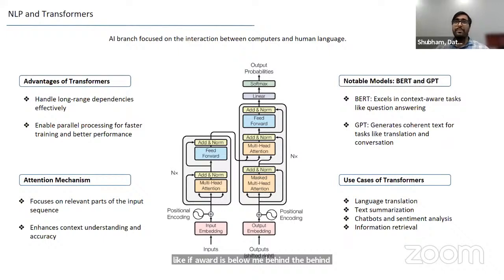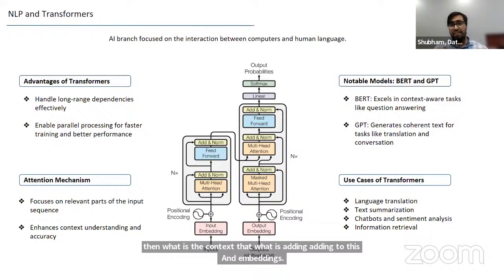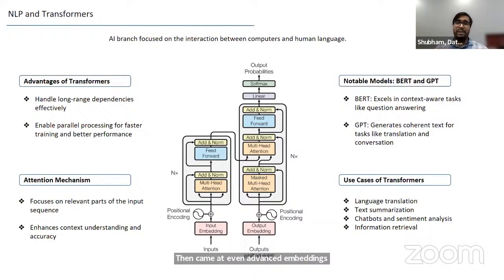embeddings. Then came even more advanced embeddings, like BERT embeddings. They were even able to capture long dependencies, not just one or two words' dependency, but the context of the whole sentence was understood from there. So that was the simple research that was going around in the field of NLP.